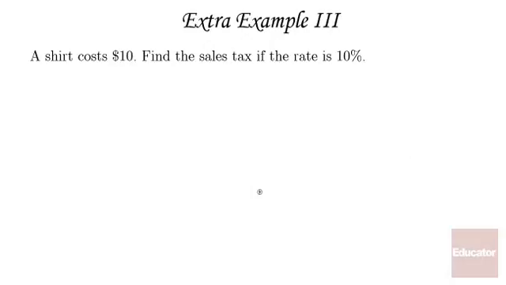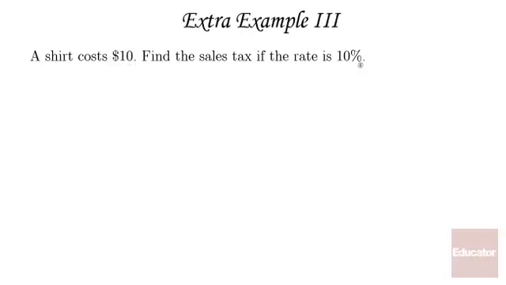Okay, so let's go over sales tax now. A shirt costs $10. Find the sales tax if the rate is 10%. So now we have to actually pay more, right? Because sales tax we have to add to our balance, or add to how much we have to pay. So the original cost is $10.